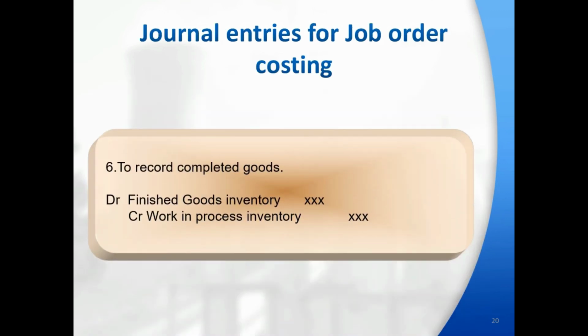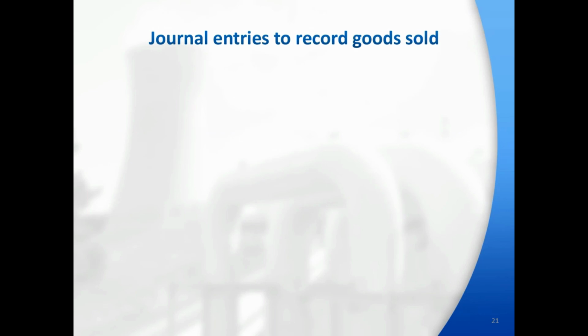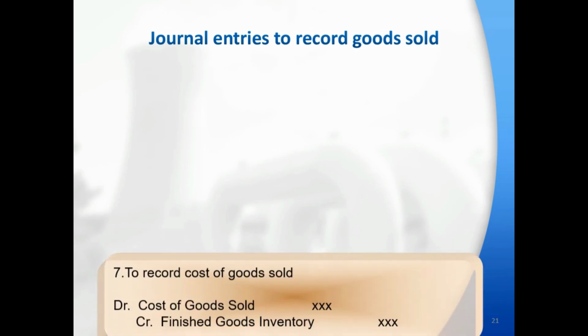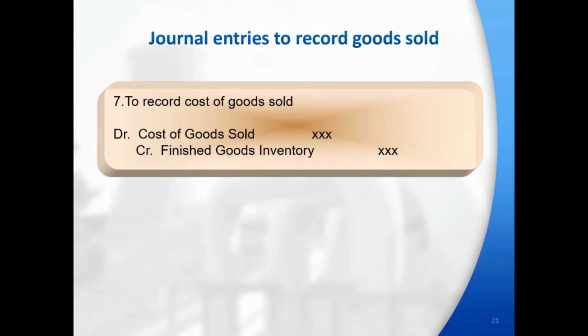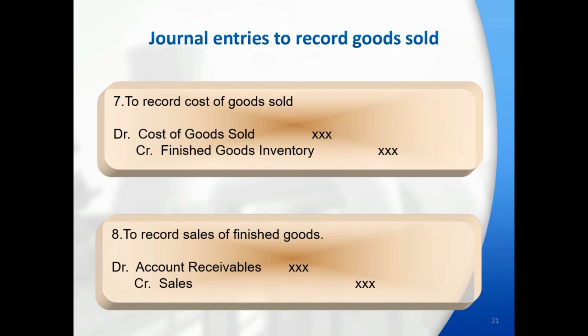Next, to record completed goods, debit finished goods inventory and credit work in process inventory. There are 2 journals involved to record goods sold. First, to record cost of goods sold, debit cost of goods sold and credit finished goods inventory. Second, to record sales of finished goods, debit accounts receivable and credit sales.